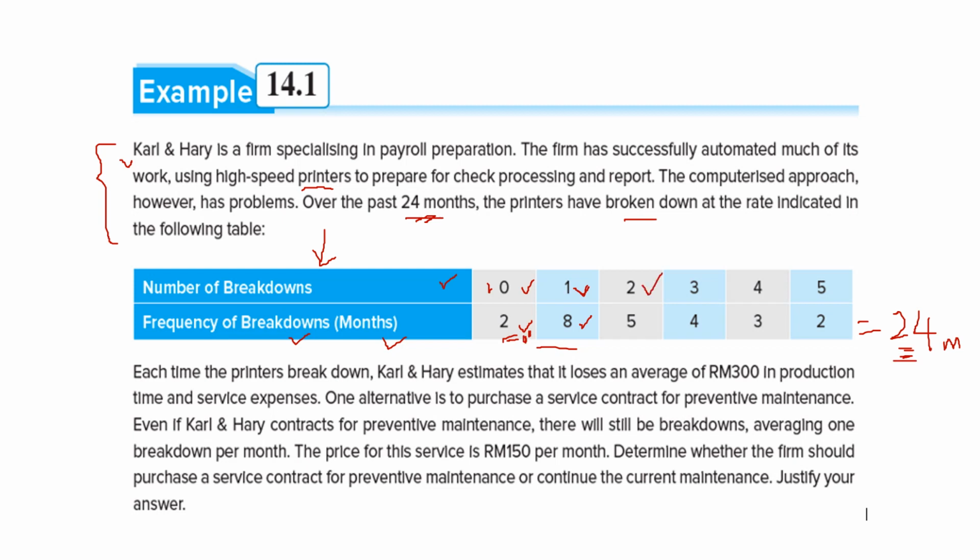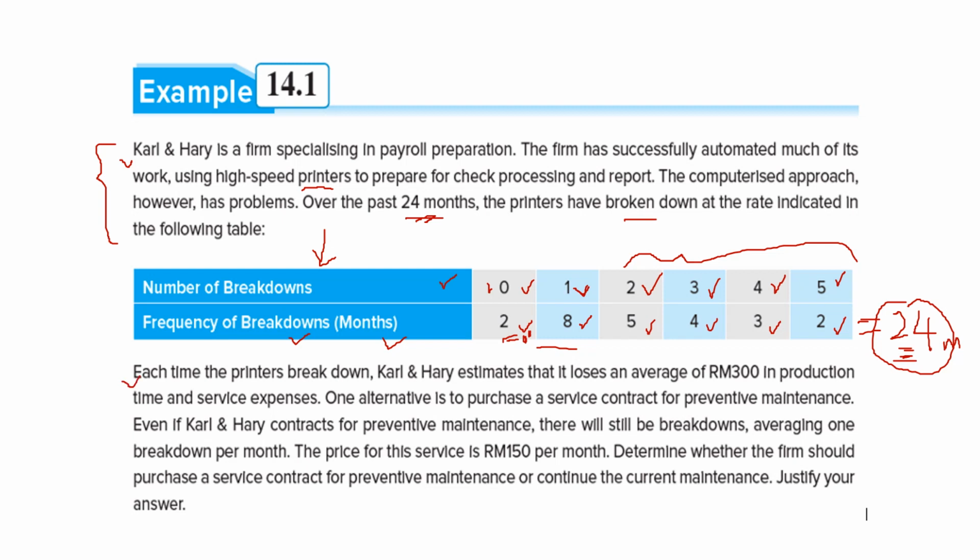Then the printer has broken down for 2 times for the next 5 months. Breakdown for 3 times for the next 4 months, breakdown 4 times for the next 3 months, and breakdown 5 times for the next 2 months. So when you add up all these, you will get 24 months. So as you can see the data here, the number of breakdown keeps increasing from time to time when it reaches 24 months. So makin kerap printer tu rosak lah, makin banyak kali berlaku kerosakan kepada printer. Menghampiri tempoh 24 bulan. Okay, so it is not good lah.